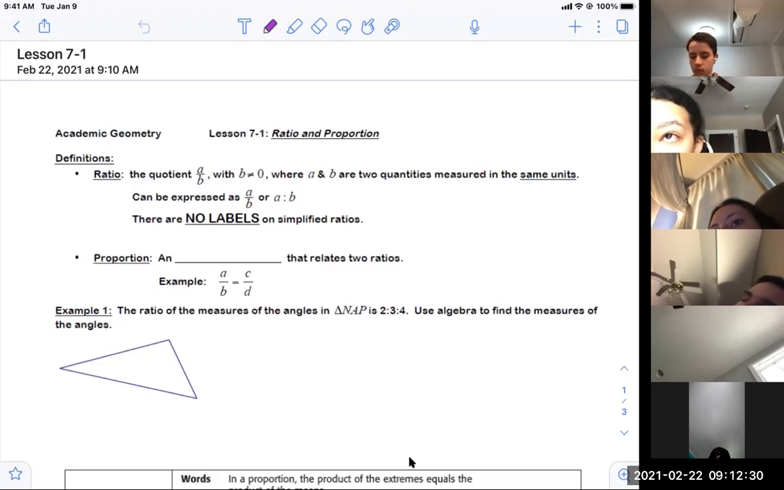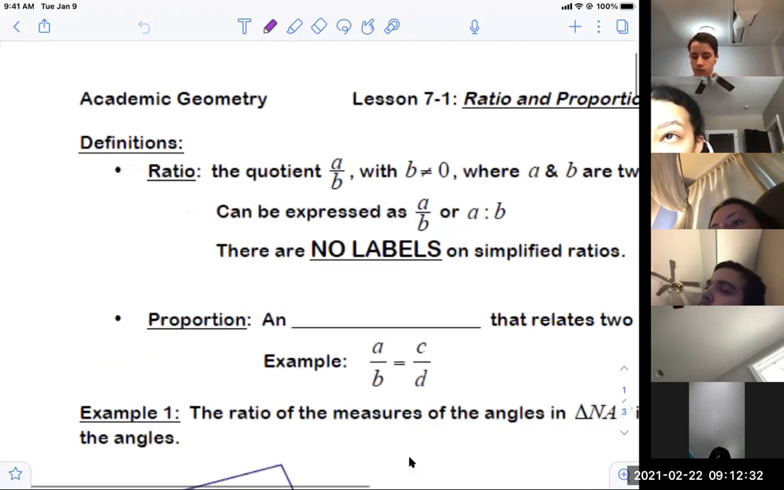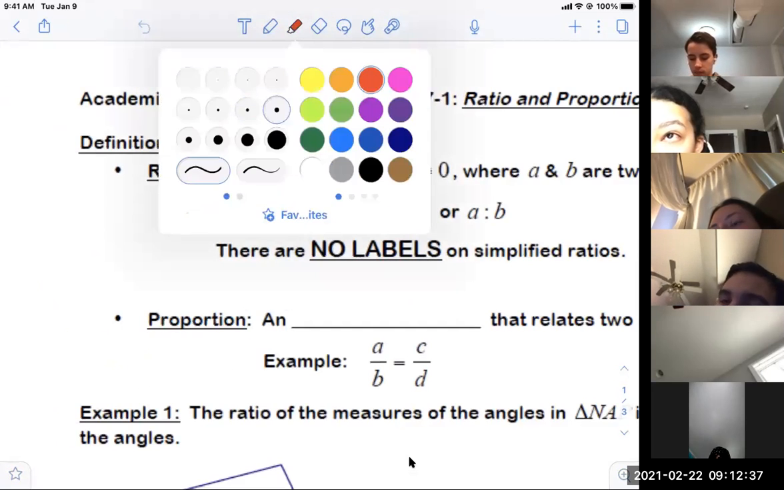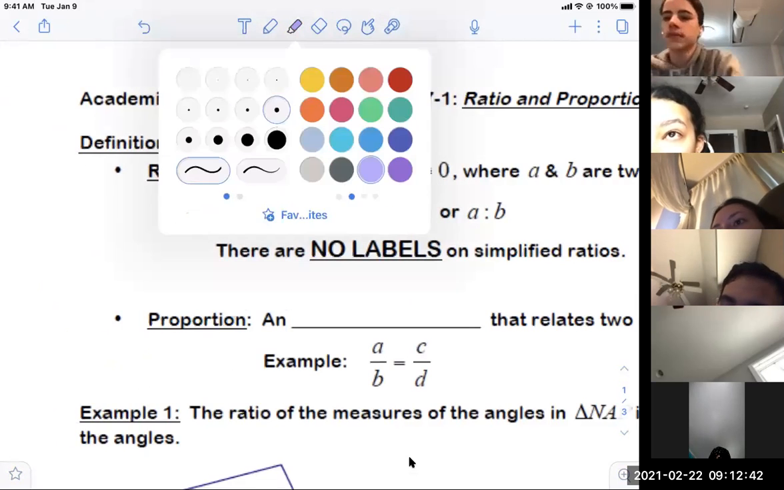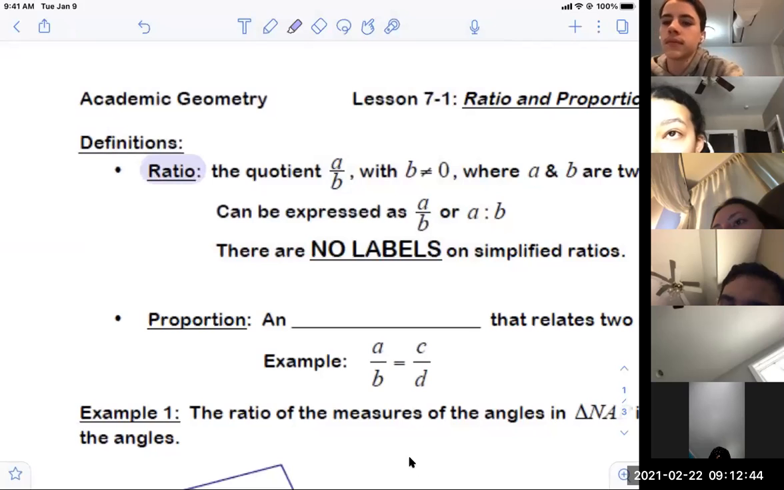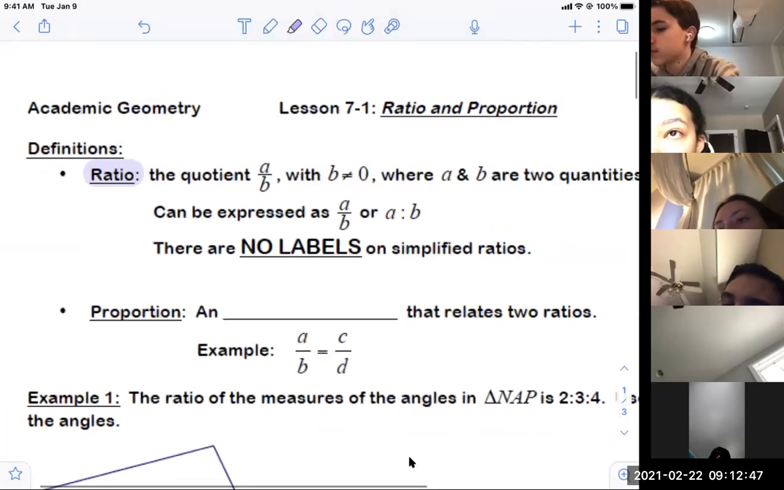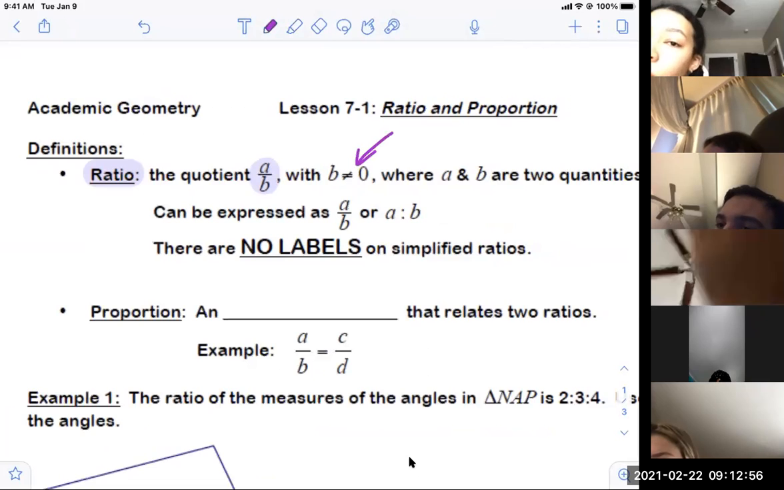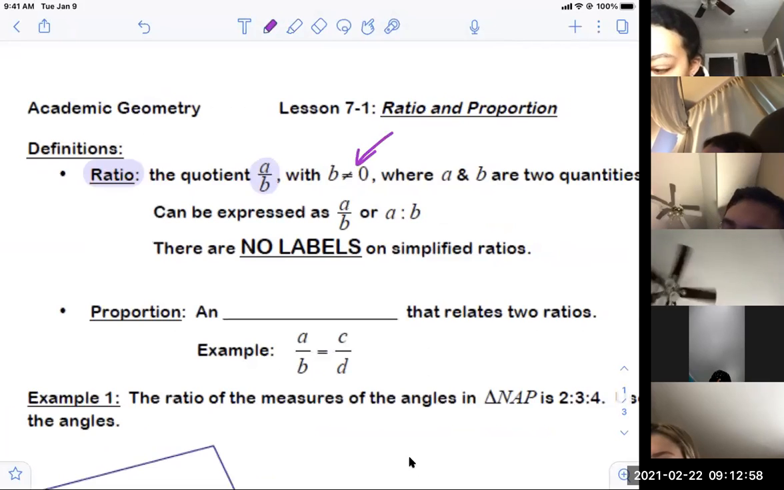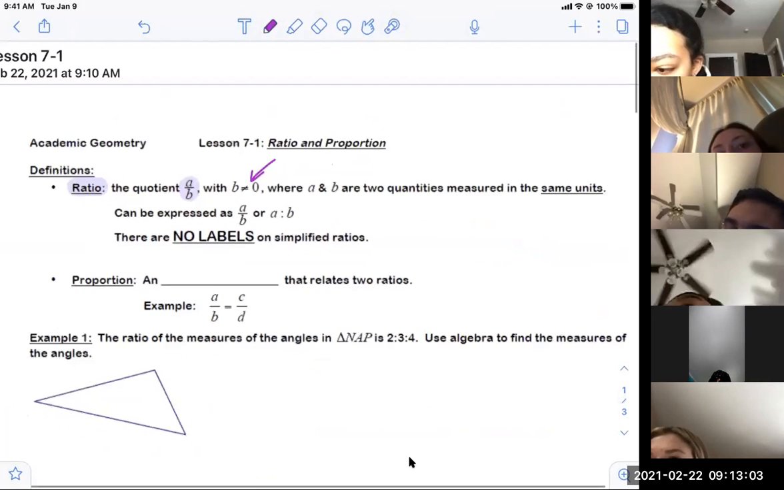When you're talking about these two vocab words, these are words that students sometimes use interchangeably, but they're really not interchangeable. That is ratio and proportion. A ratio is a fraction. A ratio is a quotient. It says A over B where B is not 0. Remember that dividing by 0 is undefined, so you can't have a denominator of 0 when you're talking about a ratio. And you're measuring the quantities in the same units.